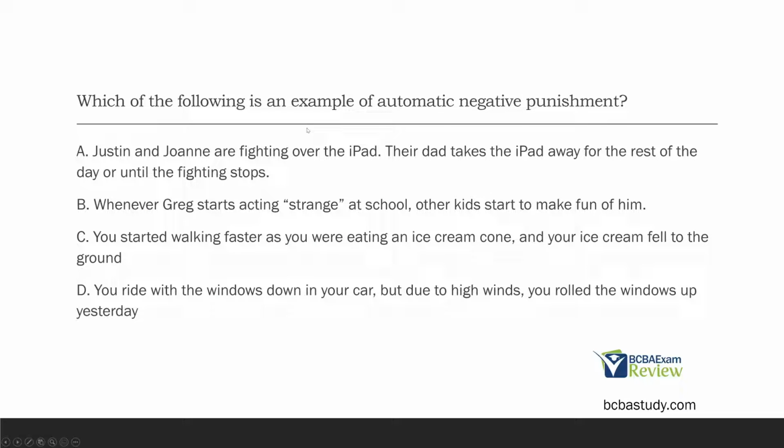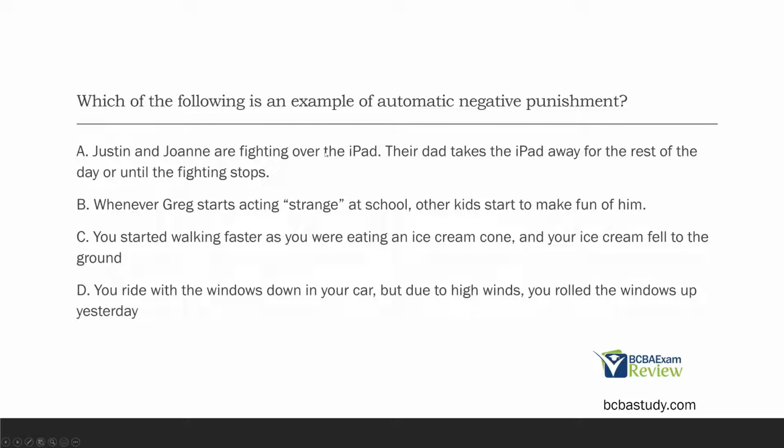Which of the following is an example of automatic negative punishment? Whenever you get a question with very specific terminology, before you start attacking it, always ask yourself, what is the definition? So what is the definition of automatic negative punishment? Punishment, we're looking for something decreasing. Negative, we're looking for something to be taken away. Automatic, we're looking for a non-social type of negative punishment. So that's what we're looking for in our answer choice.